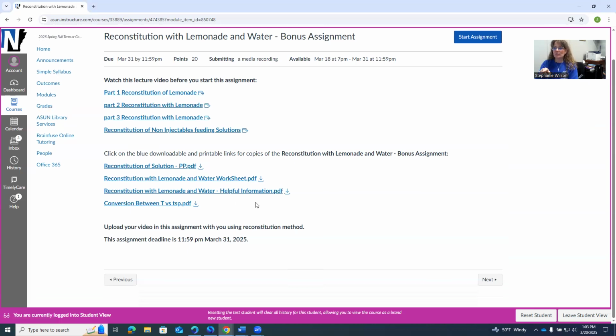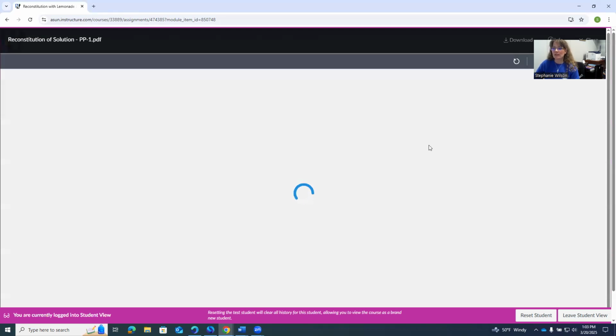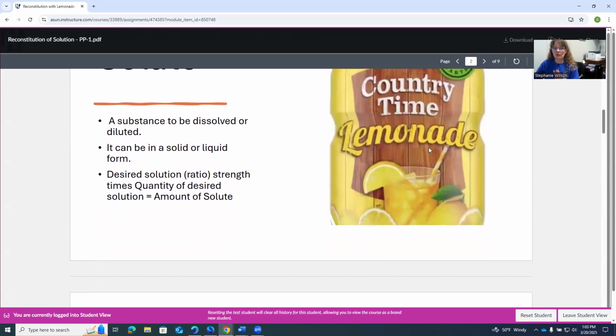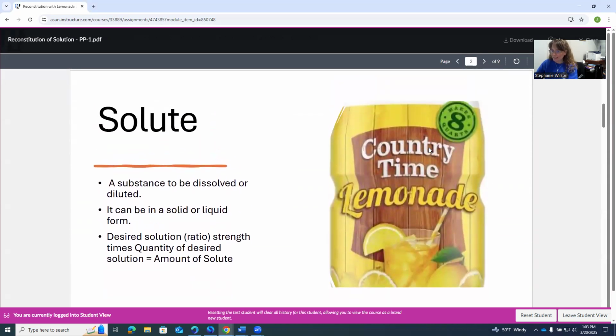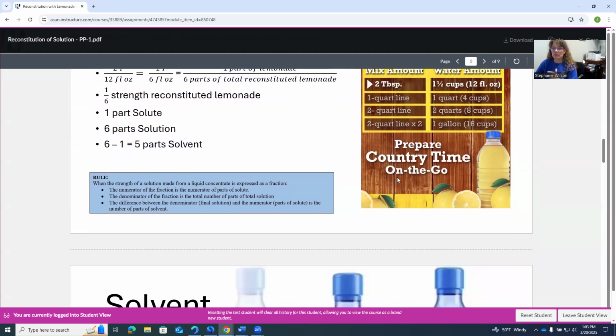The next part here is the actual bonus assignment. If you click on the reconstitution solution, this is the PowerPoint, and it goes through and explains to you, here is the solute, which is my lemonade. Here on the label, this is the Country Time label, it's telling you 2 tablespoons goes for 12 fluid ounces, and here's more if you want to do a quart, and so on.